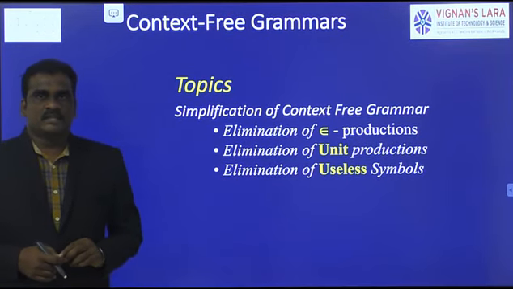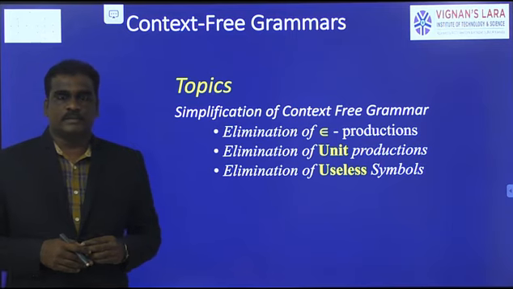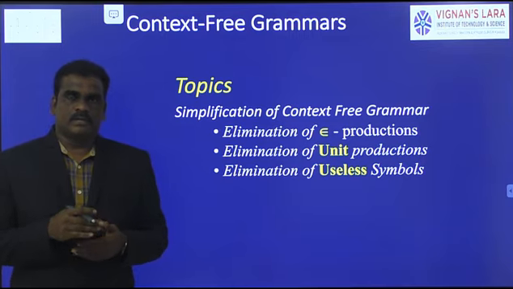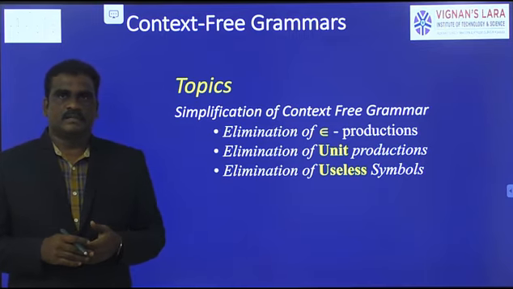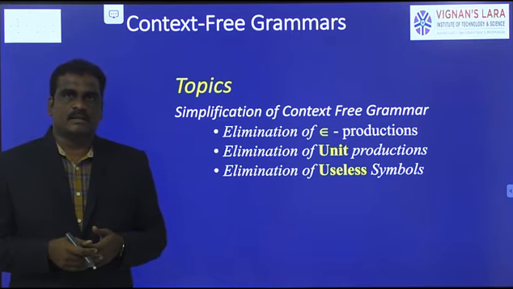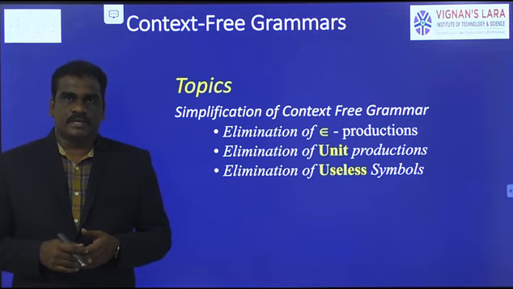In the previous class we discussed the derivations of context-free grammar. In that we learned the types of derivations, that is, the rightmost derivation and the leftmost derivation. The next topic was derivation trees or parse trees, followed by ambiguous grammar.